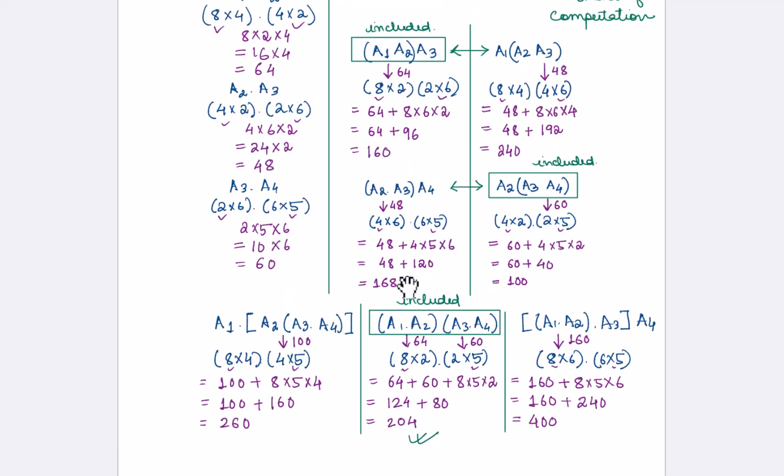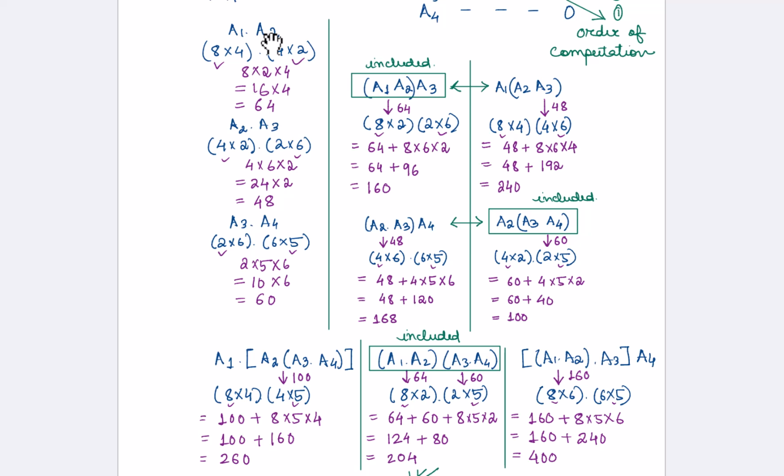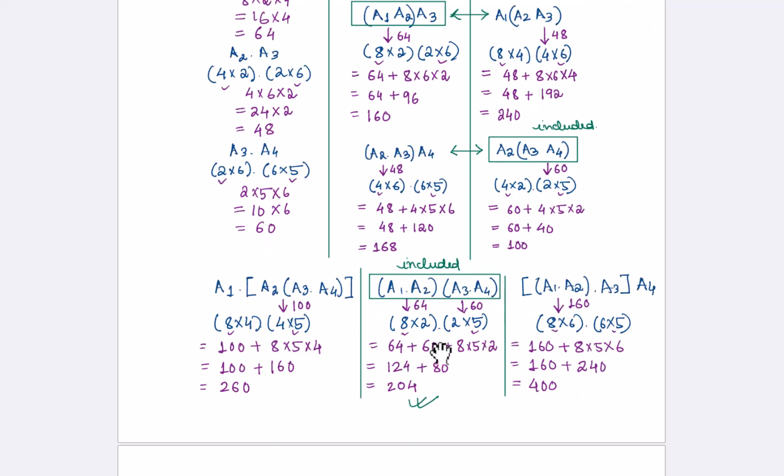For this one, it is a straightforward calculation. A1 into A2 is already done before, and A3 and A4 is already done before. So you take the values 64 and 60. Okay, so they are already there. Plus the multiplication of the two new matrices, which is 8 into 5 into 2. So it becomes 80, and we have 124 from earlier calculations. So we have 204.